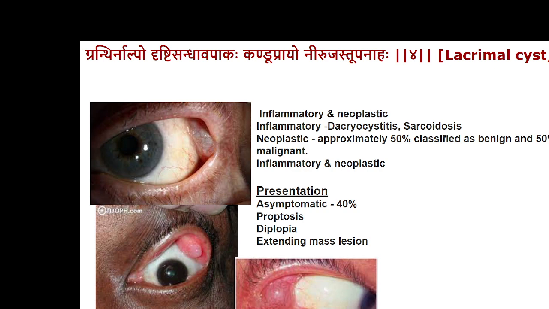Then the next condition is: granthih na alpo dristisandau apakah kandu prayo nirjastu upanaha. A non-inflammatory swelling, present in the same palpebral area, which doesn't suppurate and often presents with itching, and is painless. That's considered as the Upanaha.